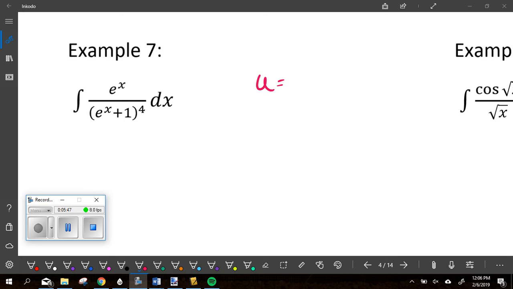All right, good. We stopped at the right time. e to the x plus 1. There were 2 e's in this problem. So if there are 2 e's, we want to pick the more complicated one.